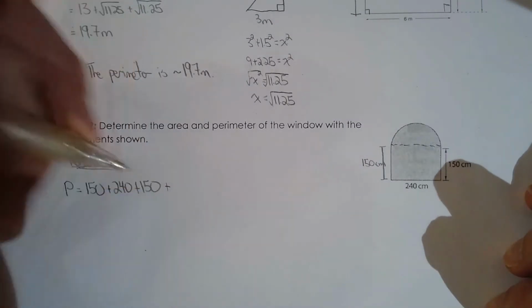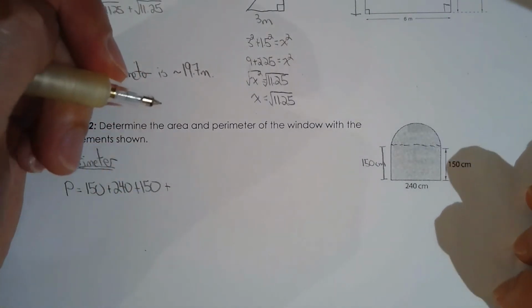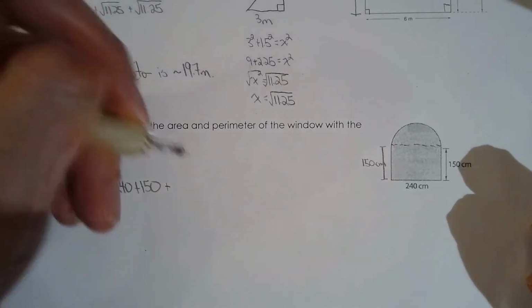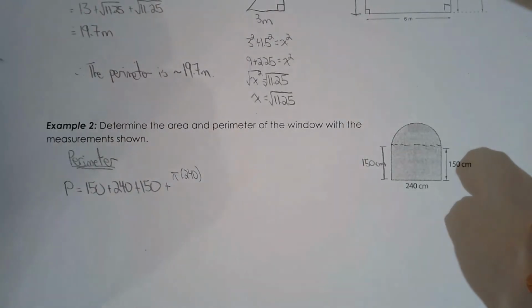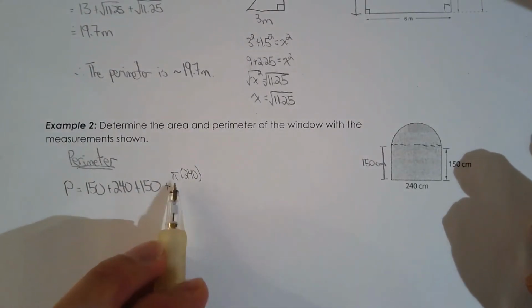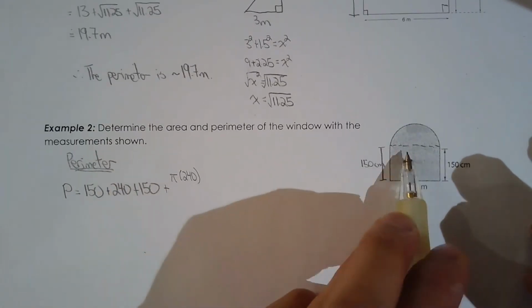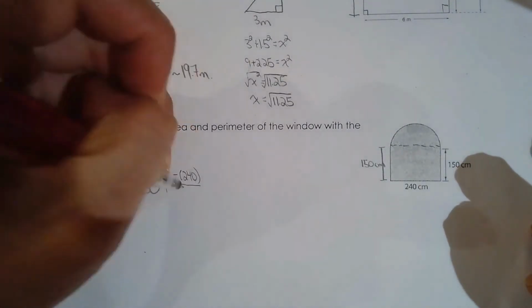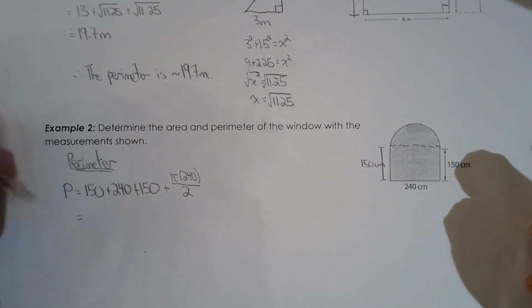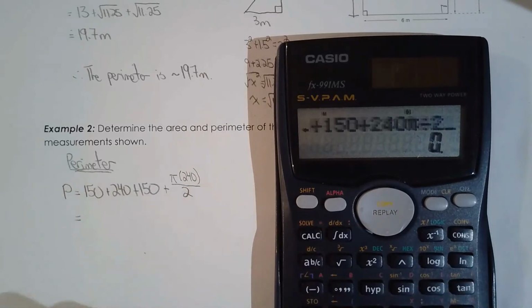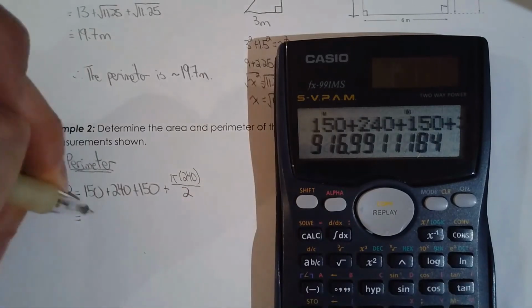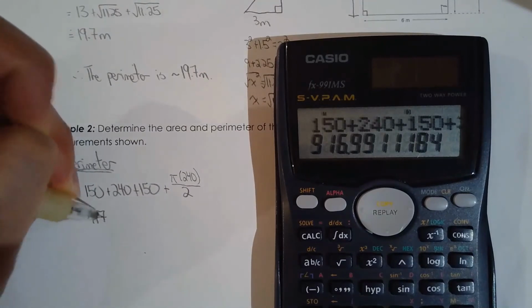So I'm going to find the circumference, which is pi d. You can look at your formula sheet, but the formula for the circumference of a circle is pi times the diameter. The diameter is 240. Wait a minute. This is a circumference of a full circle, but I don't have a full circle. I have a semicircle. So I'm going to take this and divide it by 2. I'm going to let the calculator do all the work. 916.99, about 917.0.